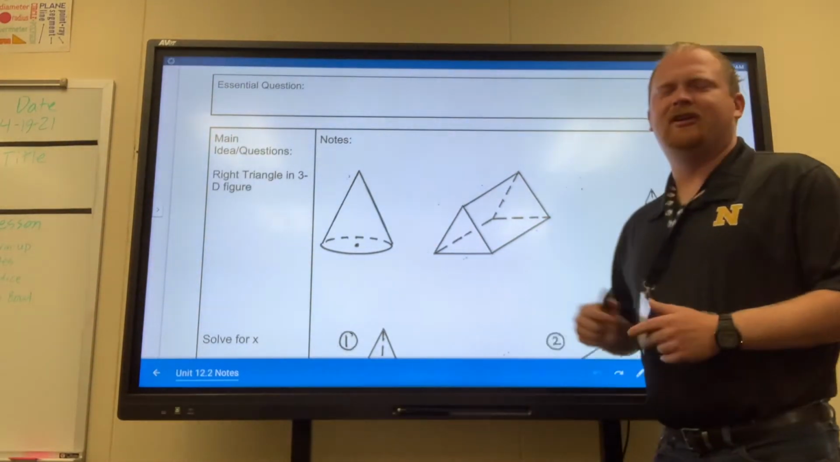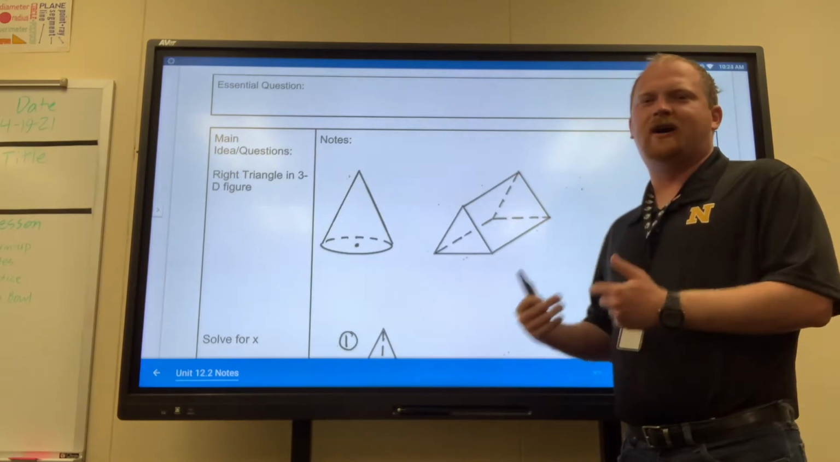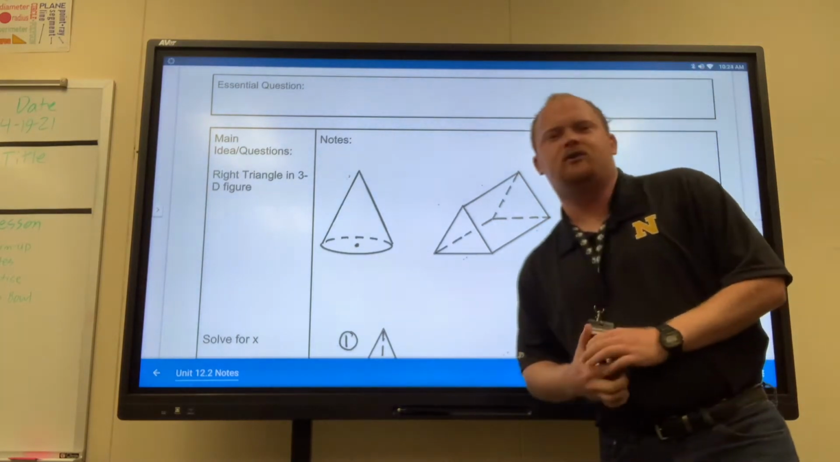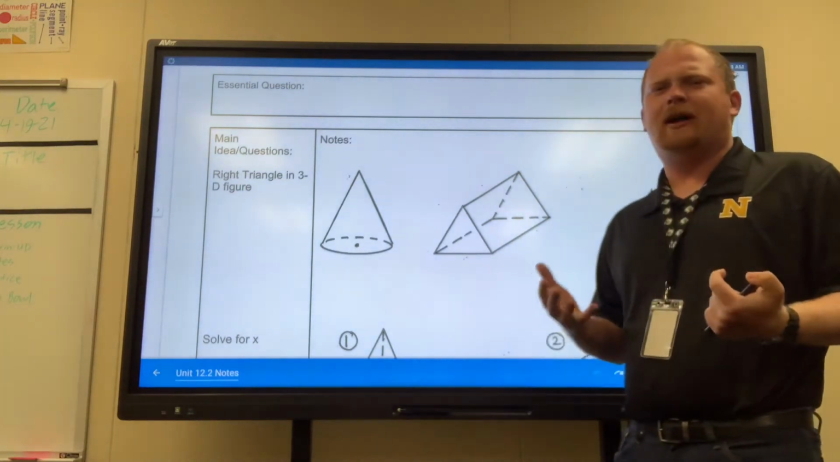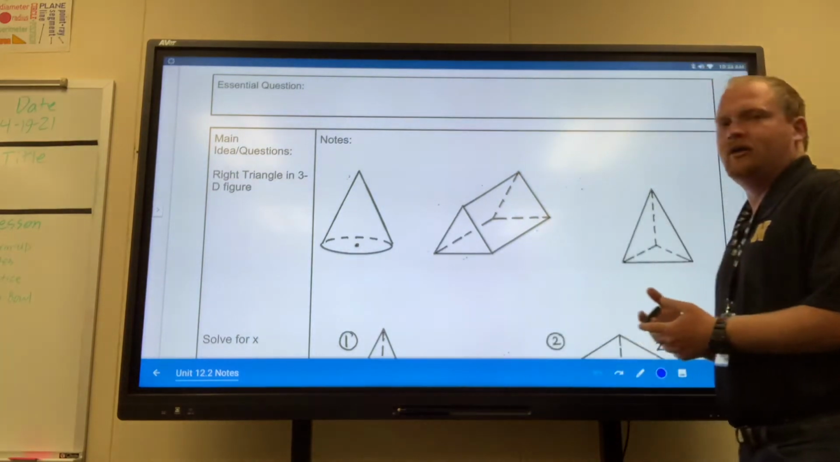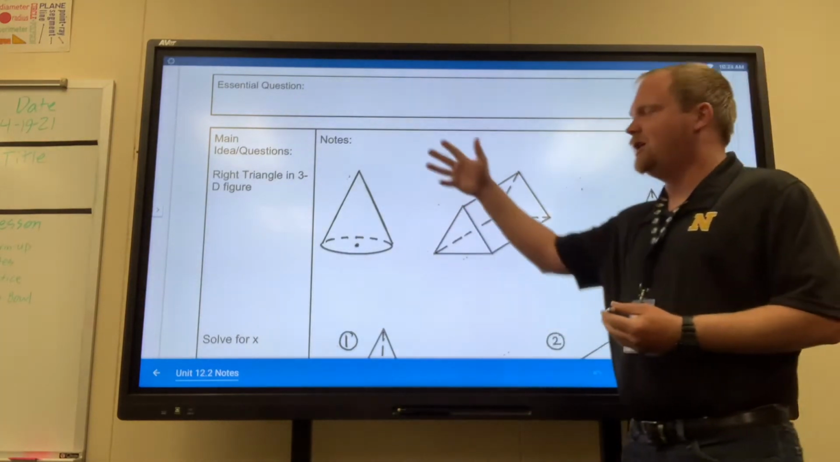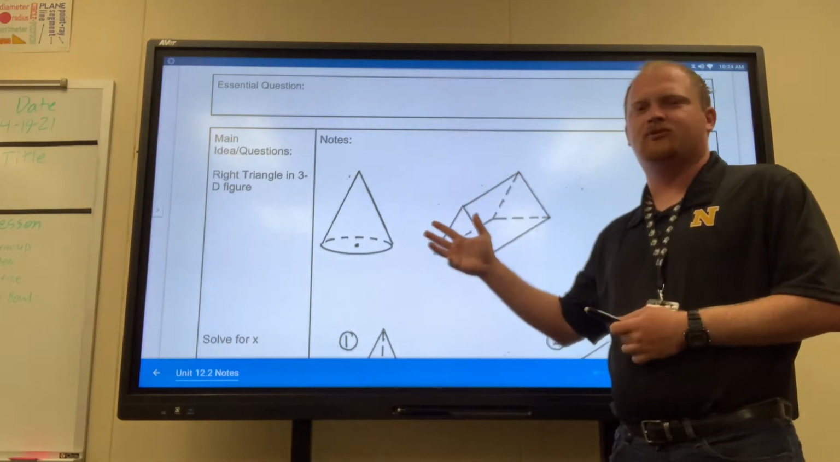Hello, Coach Holmes here, and today we're going to be talking about using Pythagorean Theorem to find length in three-dimensional figures. Now, you're probably thinking, well, how is it possible that we can use Pythagorean Theorem for it? Well, part of it is just knowing the imaginary lines on a three-dimensional figure.